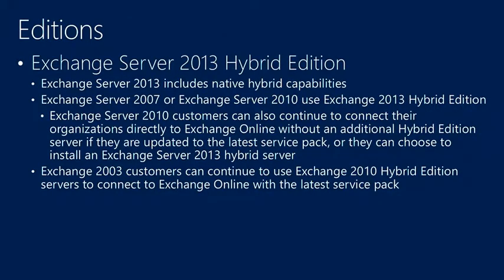The reason for that is we've now included native hybrid capabilities inside the product. So the Exchange 2013 hybrid server is really just there for legacy customers. For those of you who are still on Exchange 2003, you can introduce an Exchange 2010 hybrid server, and that server can act as the go-between between your on-premises 2003 organization and Office 365. So if you want to move off of 2003 and go to the cloud or to a later hybrid version, that would be one of your mechanisms to do that.